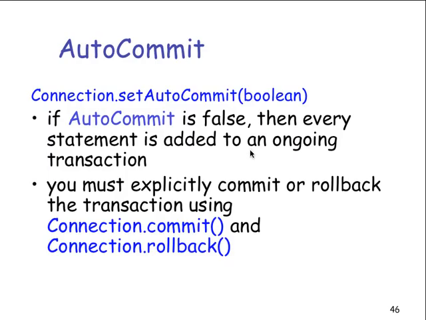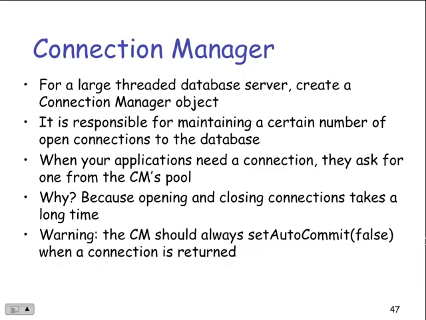If we don't commit, then we might end up losing the transaction. It's like, where'd my order go? It's lost completely. And then we roll back. So you must explicitly commit or roll back the transaction using connection.commit or connection.rollback, depending upon what you prefer to do. So for the connection manager, for a large threaded database, you create a connection and use a manager object.